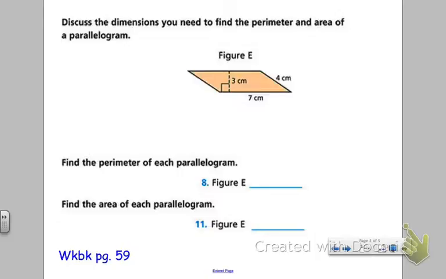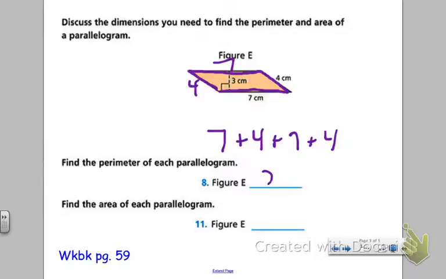Okay, moving on. Now we're looking at some parallelograms. We're going to focus on figure E. First, we're going to figure out the perimeter. Remember, the perimeter is when you add up all of those outer edges. So we've got 7 here. We've got 4 here. We know this is another 7 up here and a 4 down here. So if I add up all the sides, 7 plus 4 plus 7 plus 4, I'm going to get a perimeter of 22 centimeters.